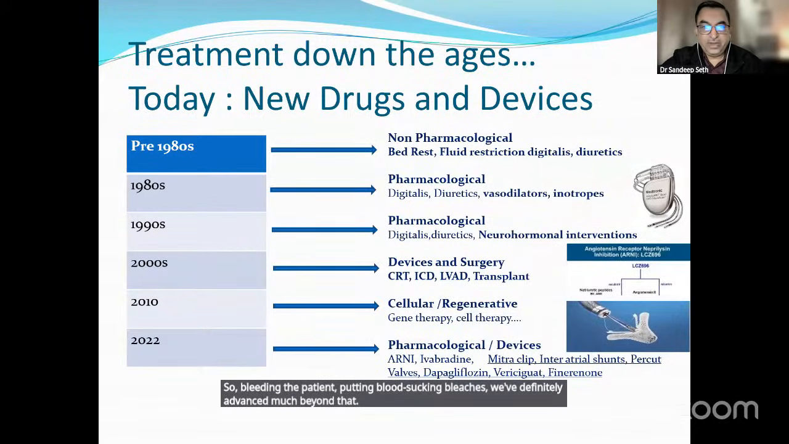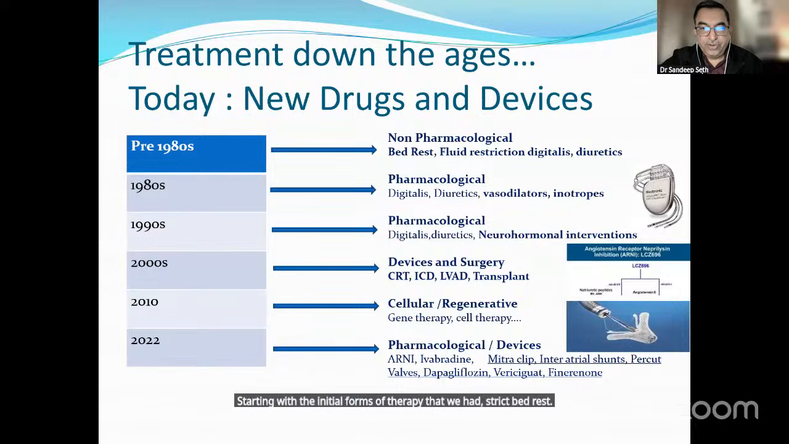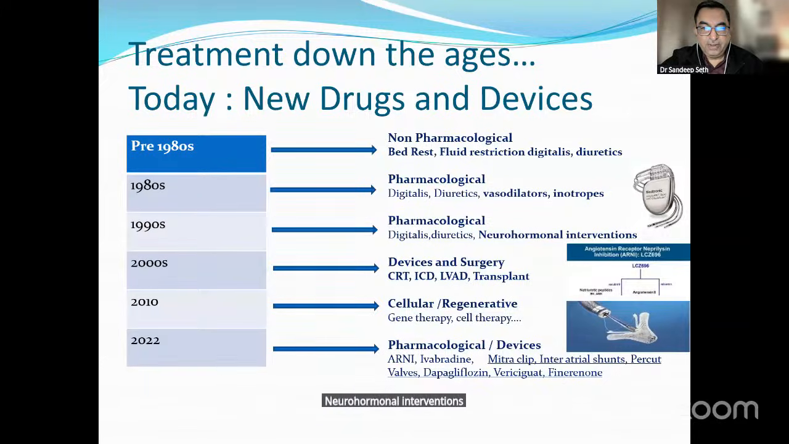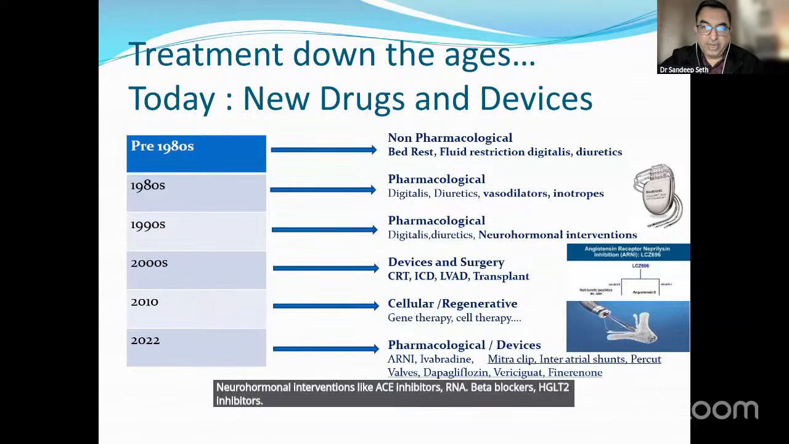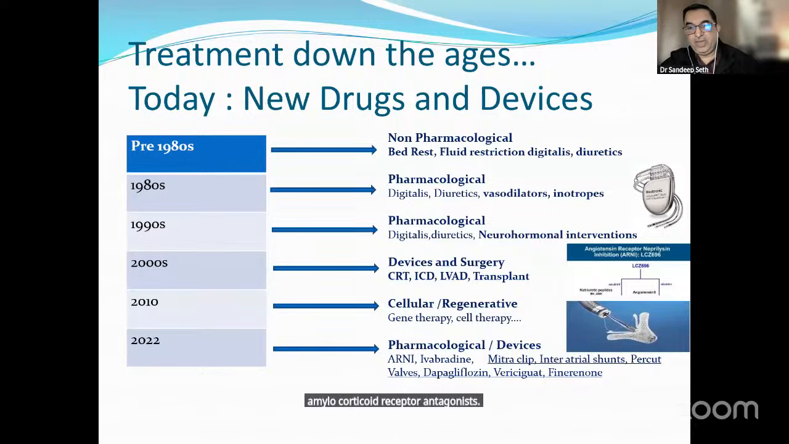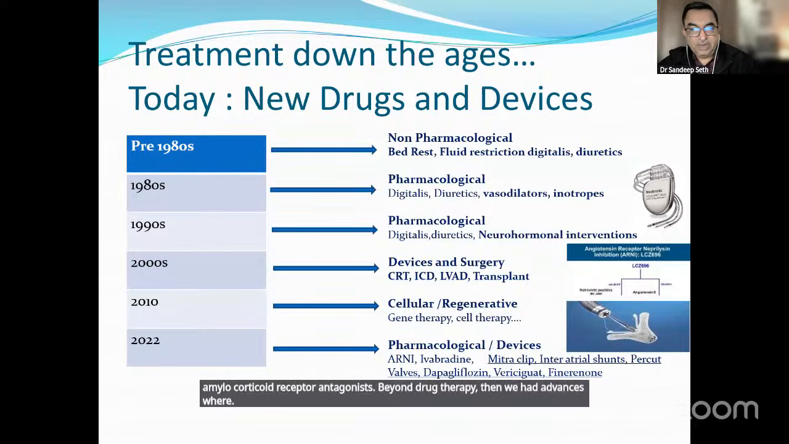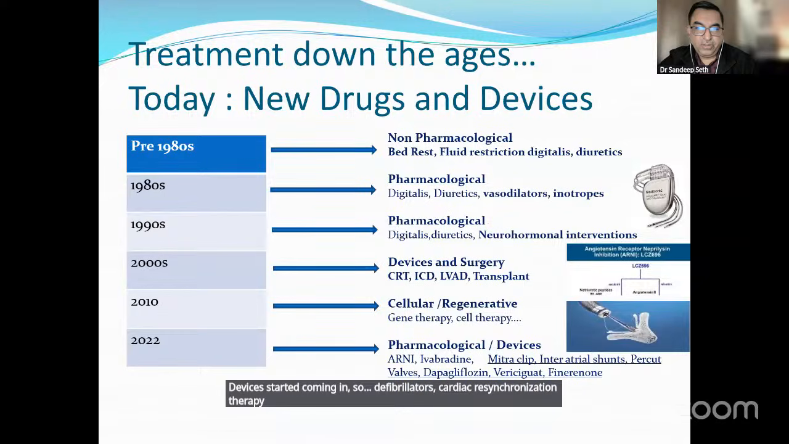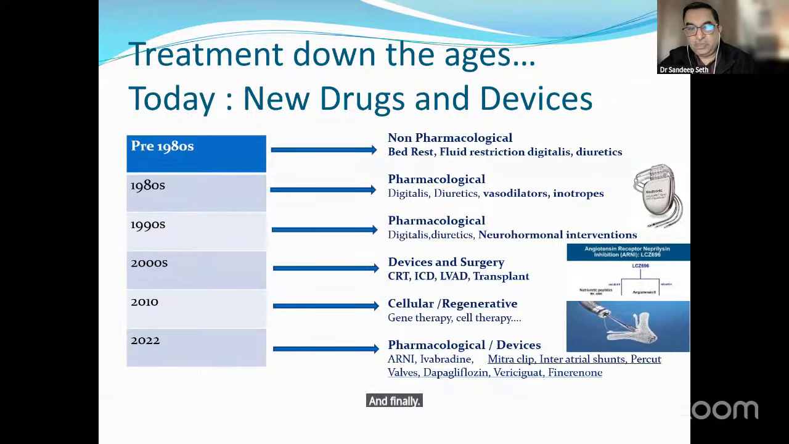Starting with the initial forms of therapy that we had, strict bed rest, fluid restriction, giving drugs like digoxin, digitalis, and some of the older diuretics, which were relatively toxic, to the current form of therapy, which includes neurohormonal interventions like ACE inhibitors, ARNI, beta blockers, SGLT2 inhibitors, and mineralocorticoid receptor antagonists. Beyond drug therapy, then we had advances where devices started coming in. So defibrillators, cardiac resynchronization therapy for left bundle branch block, and finally, if all else fails, the possibility of an LV assist device or a heart transplant.